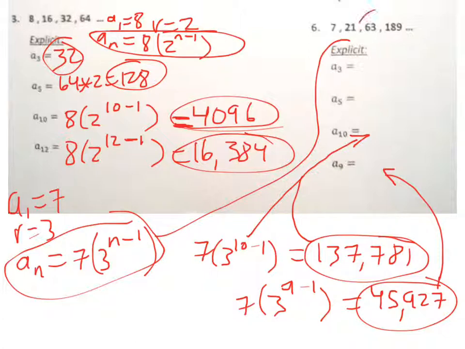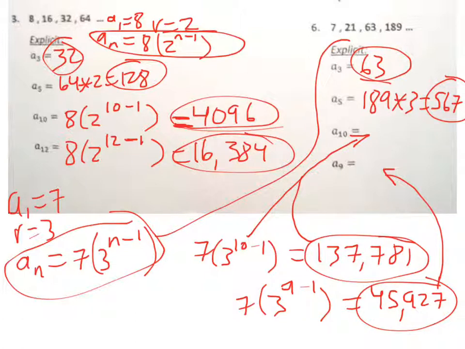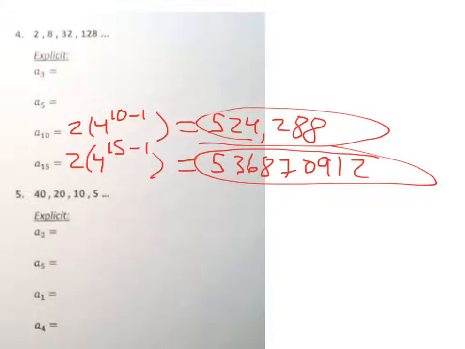If you want to get a sub 3, just look at your sequence. It's the third one. If you want to get a sub 5, you can just take a sub 4 and times by 3 because the pattern times by 3. And so when you compute that, you're going to get 567. Alright, moving on to the next part.